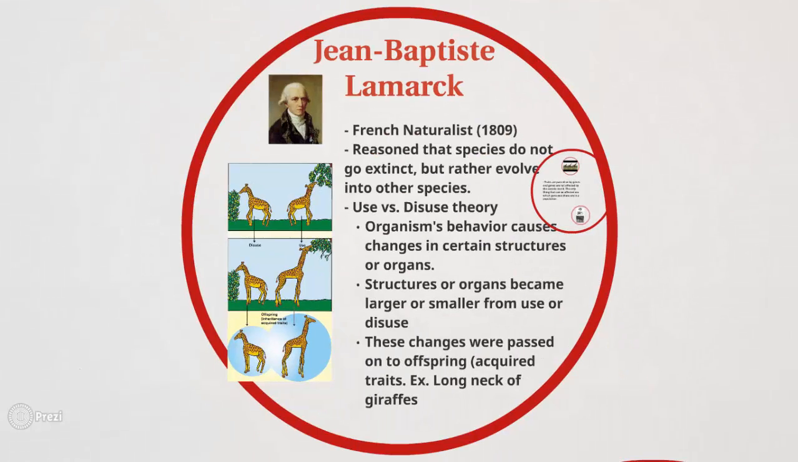Fast forward a few hundred years, we have Jean-Baptiste Lamarck. He's a French naturalist, 1809. He reasoned that species do not go extinct, but rather evolve into other species. He developed a use versus disuse theory, which states that an organism's behavior causes changes in certain structures or organs. These structures or organs become larger or smaller from use or disuse, and these changes were passed on to offspring, acquired traits, for example, the long necks of giraffes.